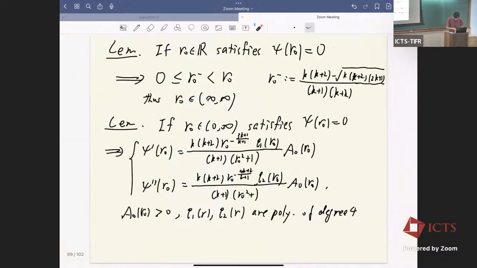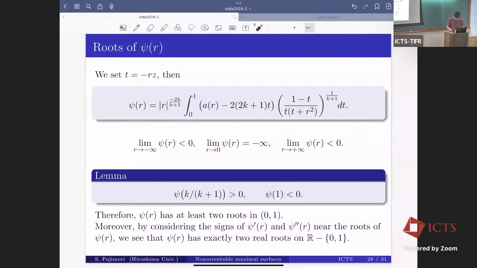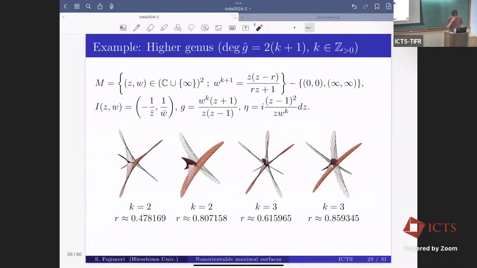And on the other side, we said that psi has two roots here, between here. So we can conclude that psi has exactly two roots between 0 and 1 for each k. So in such a way, we can prove the existence of the surface for each k, for each genus. Okay.